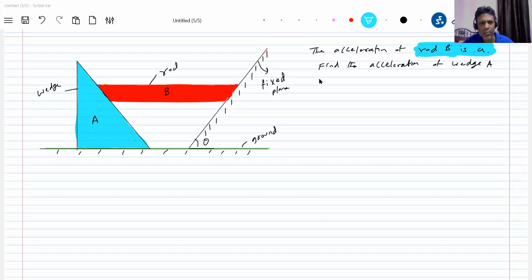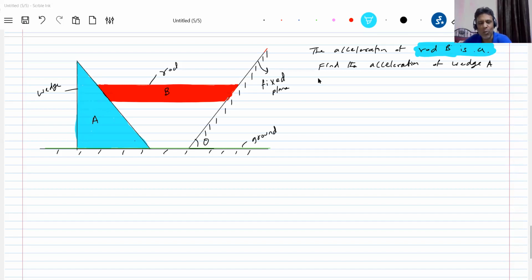No way, not vertically up. Then vertically down. Yes, sir, down. No, sir, it will move in a plane, so vertically down and towards left, along the fixed plane. Along the plane.